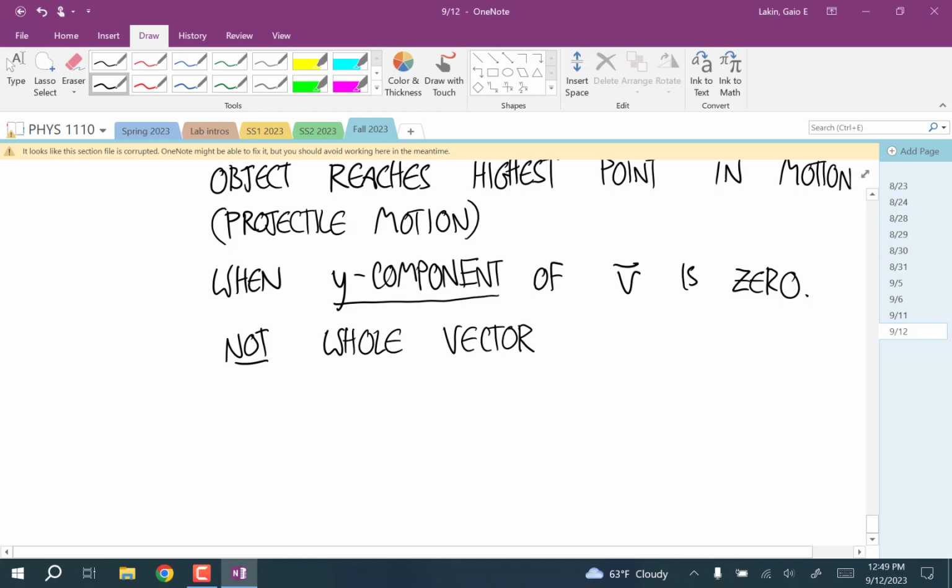Okay, so in 1D, when you launched an object up into the air, it got to the highest point when the velocity was equal to 0. Now in 2D, when an object gets to its highest point, the x component doesn't have anything to do with it. The only thing that matters is the y component.